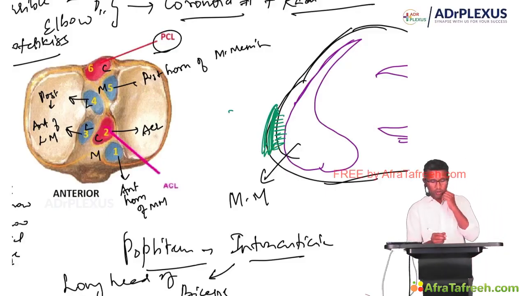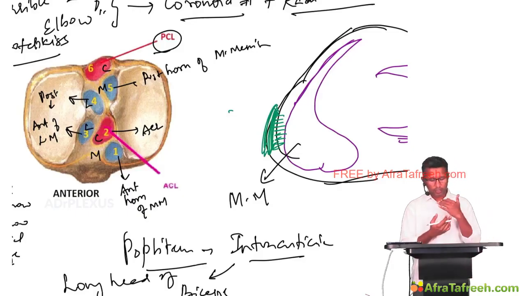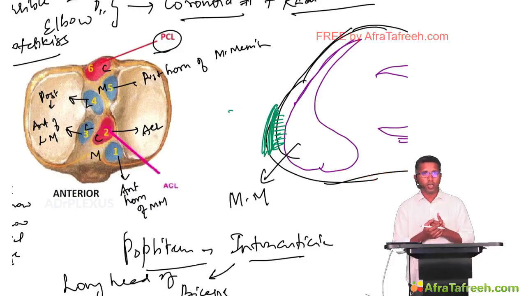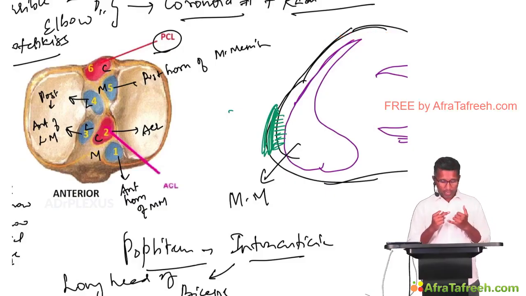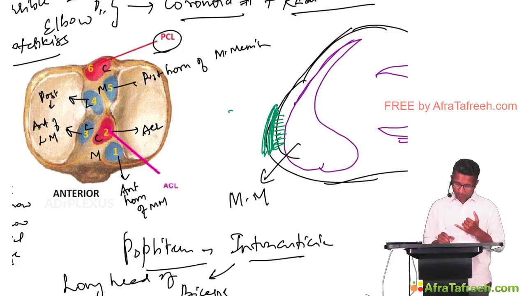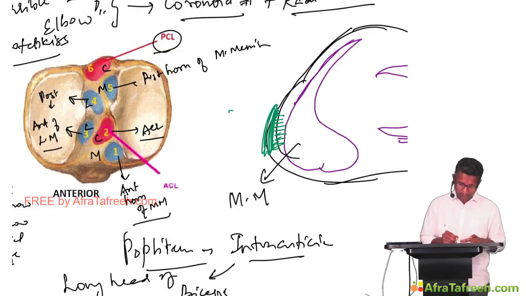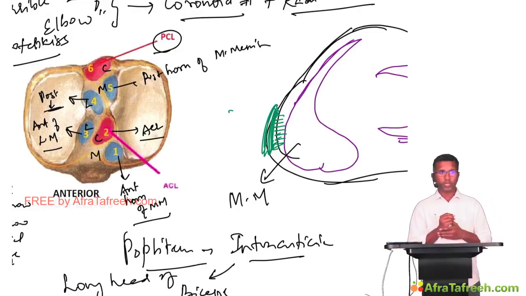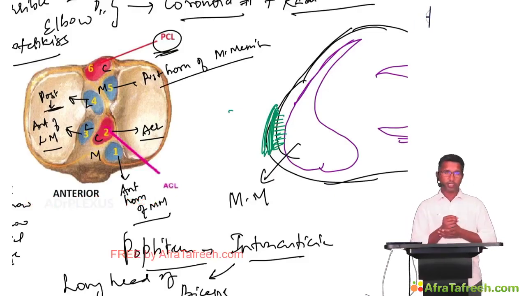So if somebody asks you what are the structures which are attached on the superior surface of the tibia, you can say that from the anterior to posterior, the anterior horn of medial meniscus is first seen. Next comes the ACL. Next comes the anterior horn of lateral meniscus. Just behind that, since this meniscus is circular, you get the posterior horn of the lateral meniscus, then the posterior horn of the medial meniscus. The last structure here is PCL.